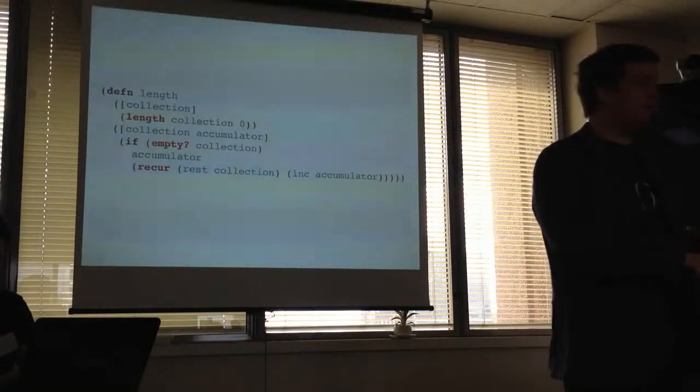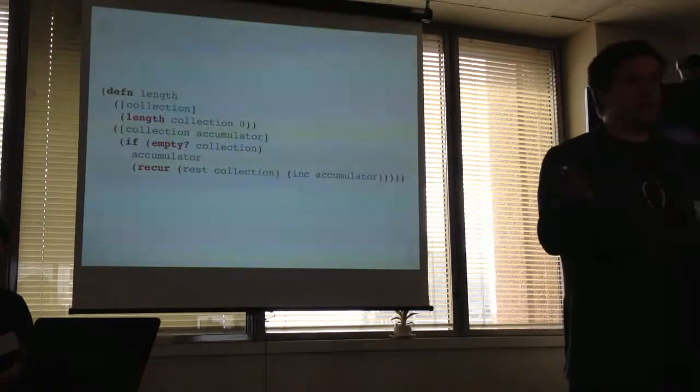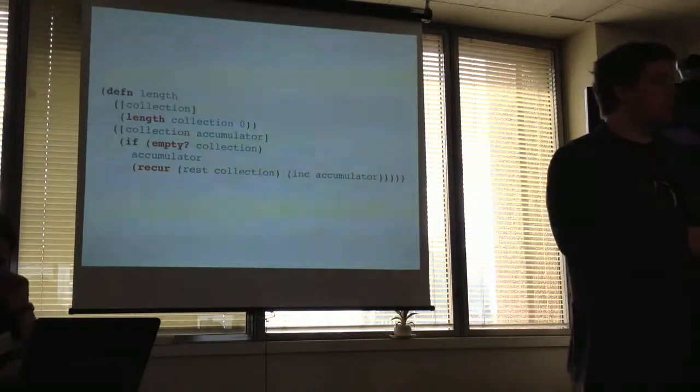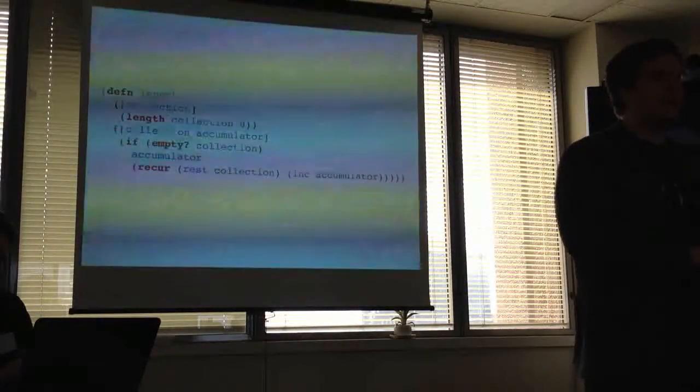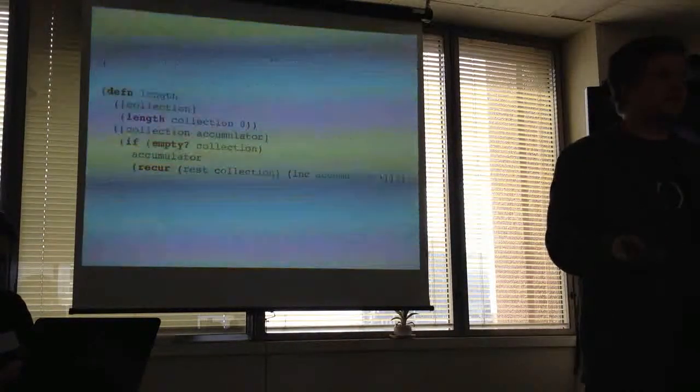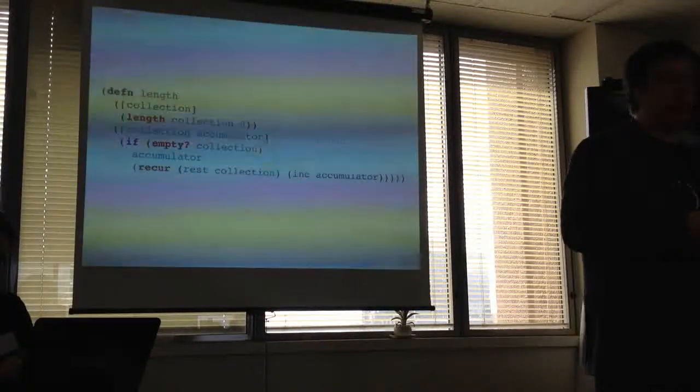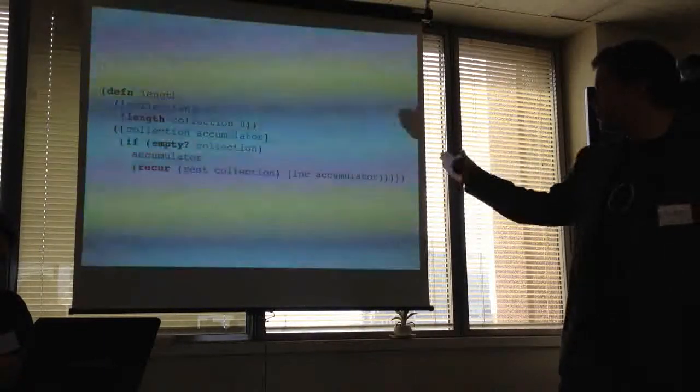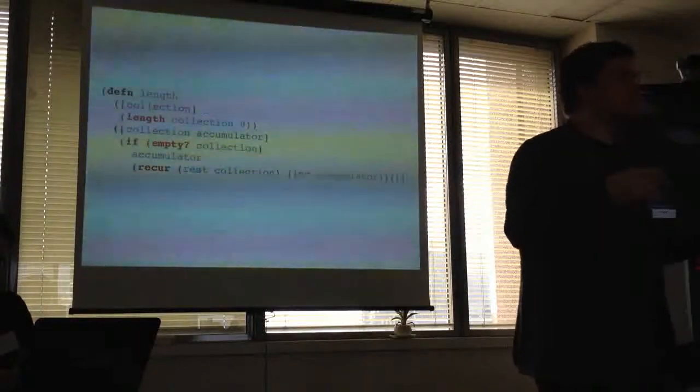Clojure does not have tail call optimization, which some other Lisps do and most other functional programming languages do. Because the JVM doesn't have it, Clojure can't implement it quickly. So instead we have recur. Recur basically does the same thing.